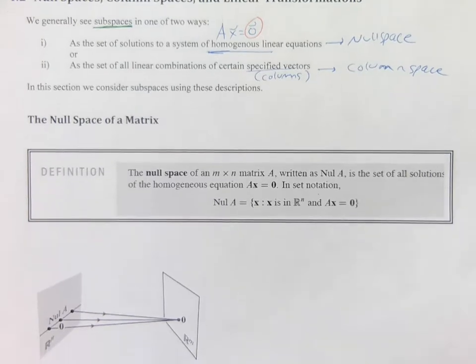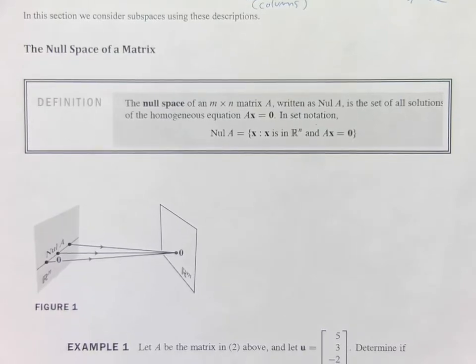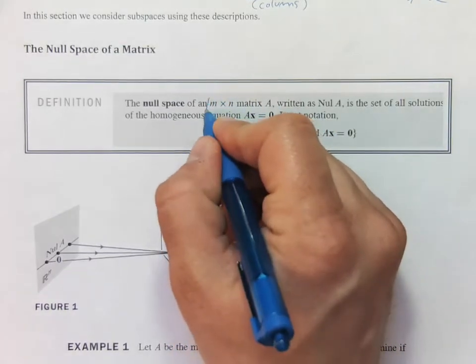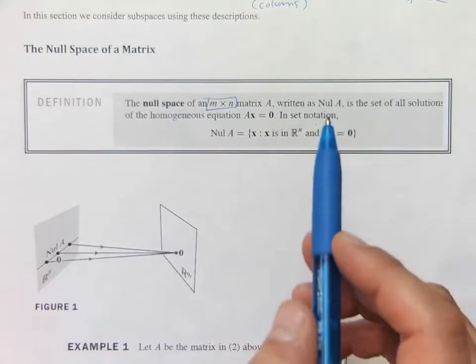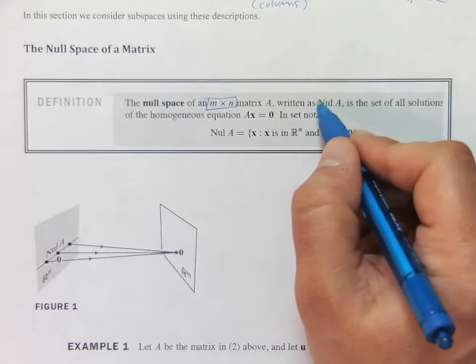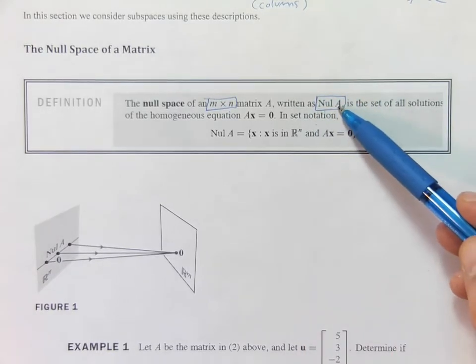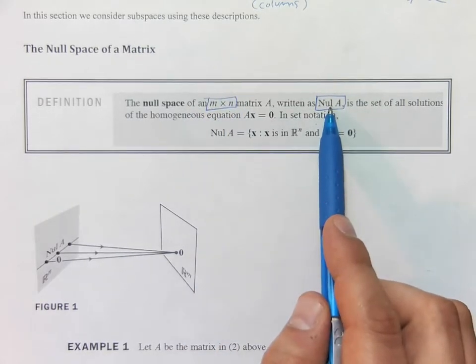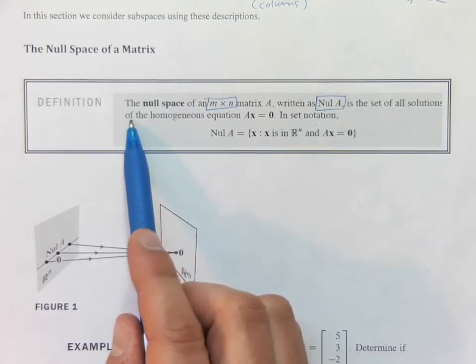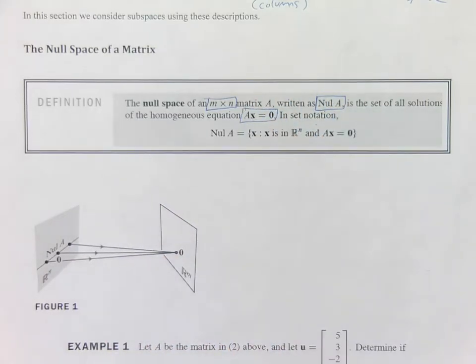So let's take a look and see what the null space is. So the null space of an m by n matrix, so it doesn't have to be square necessarily. The shorthand notation for this is null A, so you'll often see this in books and in homework problems and things like that. Null A means the null space of A. So the null space of a matrix A is the set of all solutions to the homogeneous equation Ax equals 0. So all the solution sets of that equation, all the solutions are in the null space.